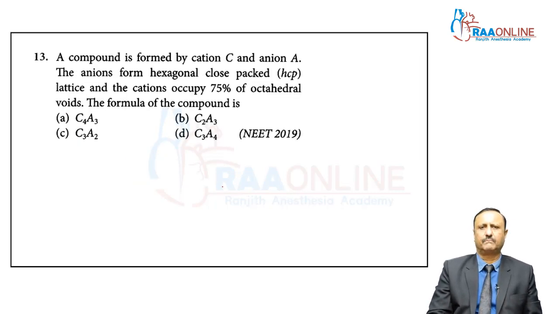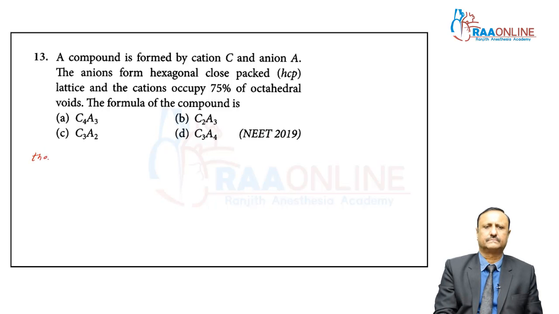Here my dear students, a compound is formed by cation C and anion A. The anions form a hexagonal close packed HCP lattice and the cations occupy 75% of the octahedral voids. The formula of the compound is, this question was asked in NEET 2019. Here you can get the theory and concept.